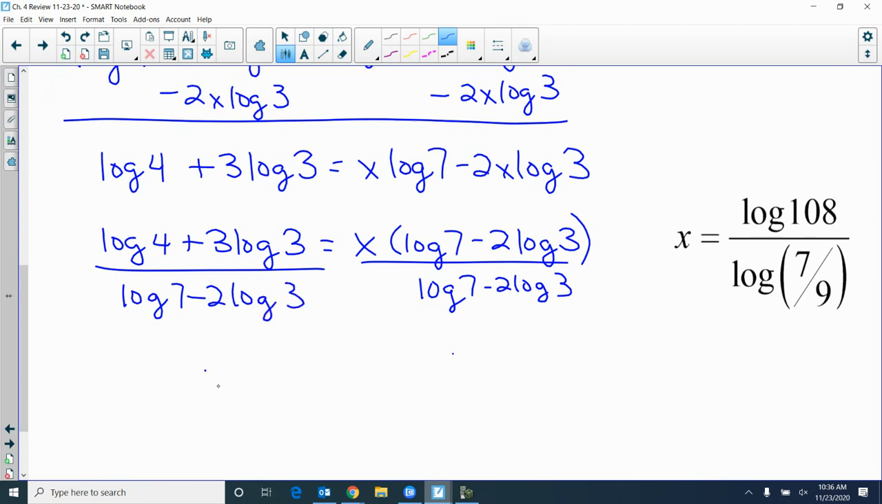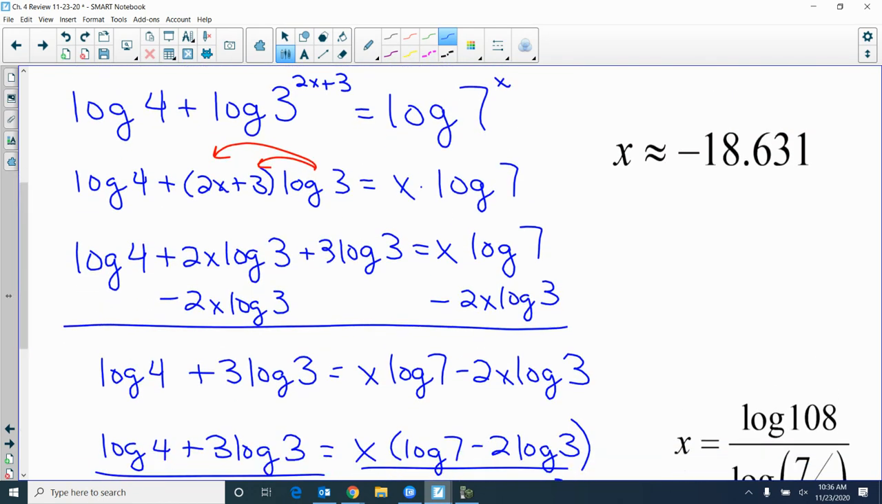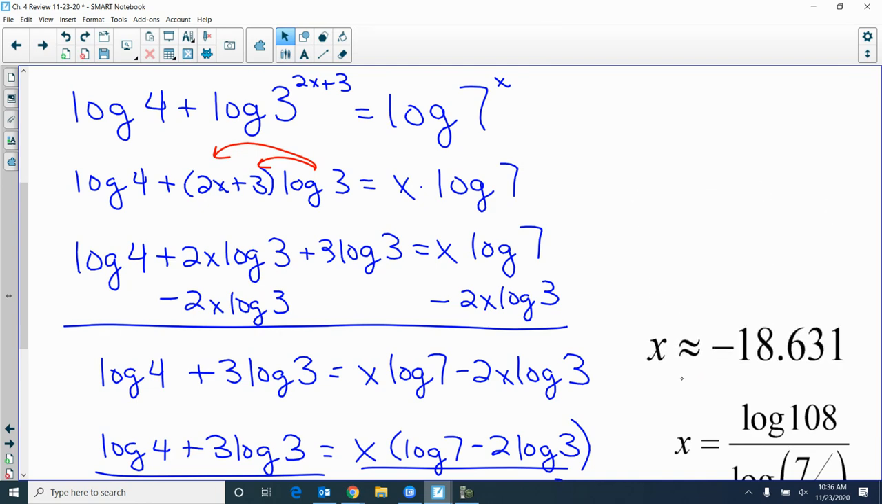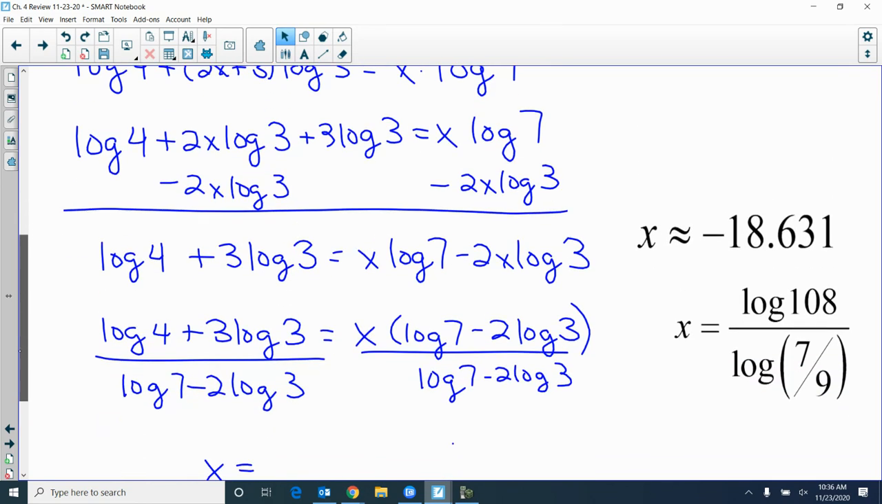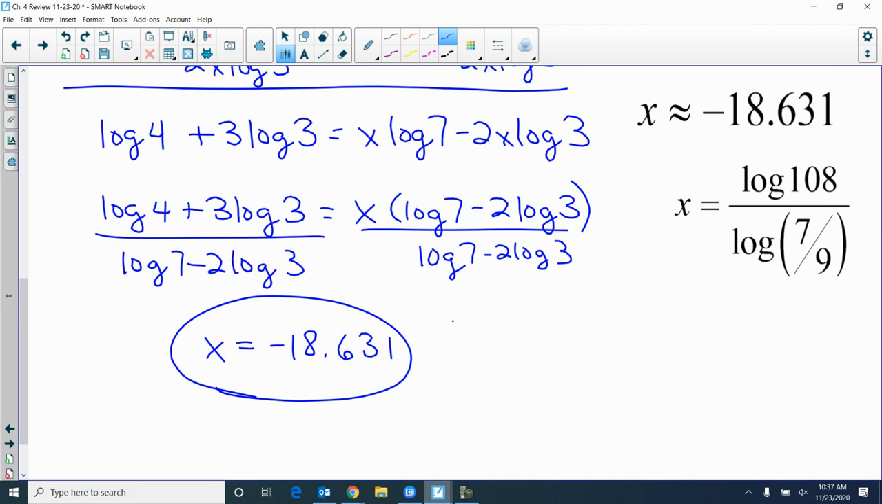Now that other answer over there is the exact answer. I'm not going to require that on this test. I just need the decimal answer. What was that answer? And so when you type all of that mess in, hopefully we get 3.1.